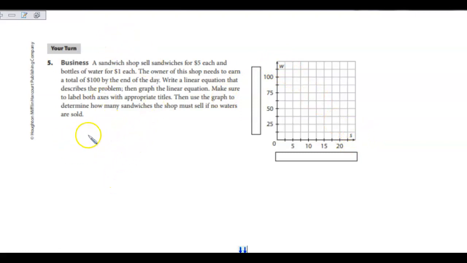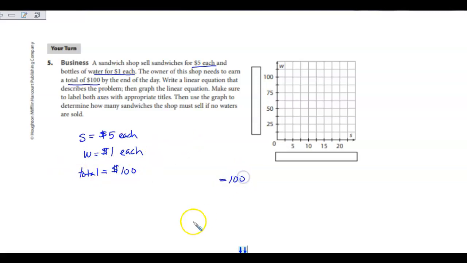So, what do we know about the sandwiches? Sandwiches, we know they sell for $5 each. And waters are $1 each. So the waters are being sold at $1 each. And how much are we trying to make? So the total by the end of the day needs to be $100. So remember, the total amount is always going to be your C. So it's going to equal 100.